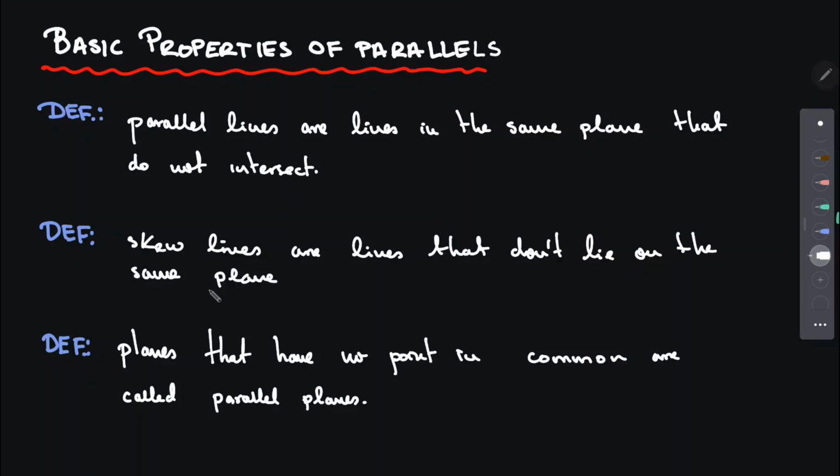The second one is skew lines. Well, actually, we can work with this first. It says parallel lines are lines in the same plane that do not intersect. So I have a plane, right? Suppose that this is my plane, okay?